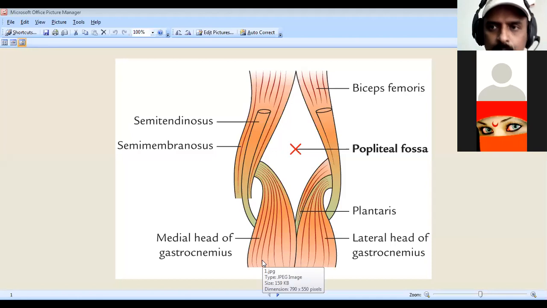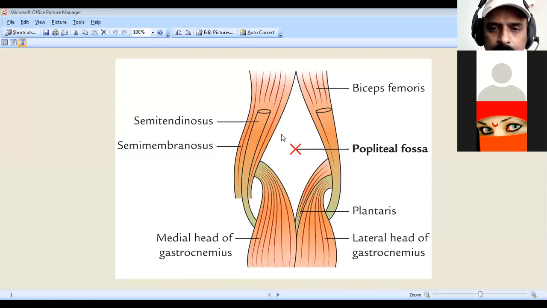The popliteal fossa is a diamond-shaped hollow muscular space situated precisely behind the lower end of the femur, the knee joint, and the upper part of the tibia. That we call the popliteal fossa. Popliteal fossa is a diamond-shaped hollow muscular space situated behind the knee joint, precisely the popliteal surface of the femur, knee joint, and upper part of the tibia. That is the popliteal fossa definition.